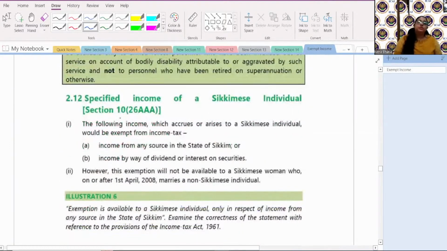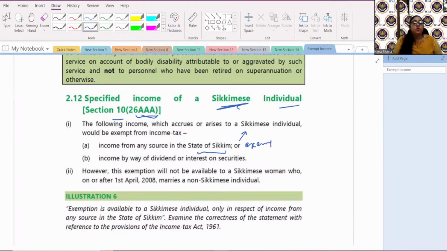The last type of exemption which we are covering here is section 10 clause 26 AAA. Specified income of Sikkimese individual. Sikkimese individual means individual who are Sikkim resident. Sikkimese individual को कोई भी income होता है कोई भी source से from the state of Sikkim. So if I have a business income from Sikkim, if I have a salary income from a person who is there in Sikkim, if I have any other sources income from Sikkim, any income which is happening to a Sikkimese individual from where the source is the state of Sikkim, that is exempt.